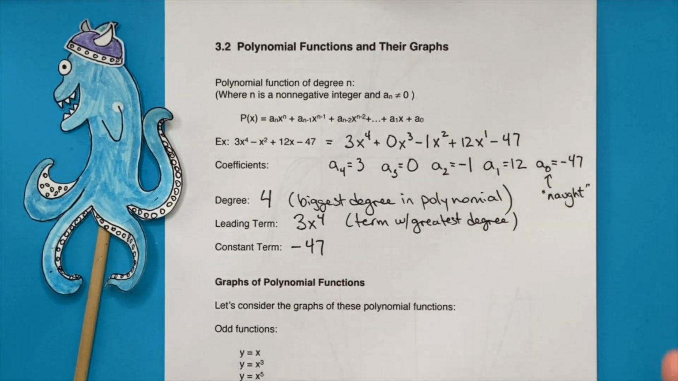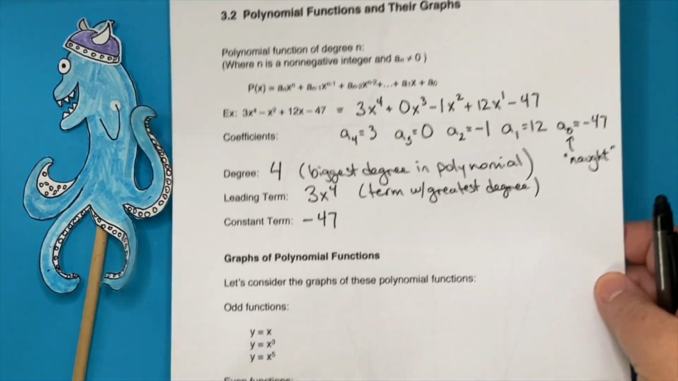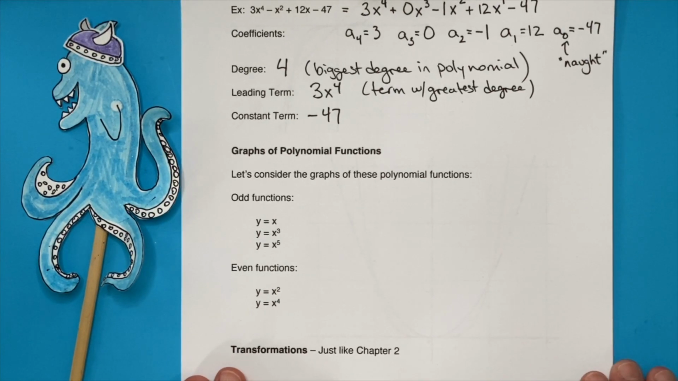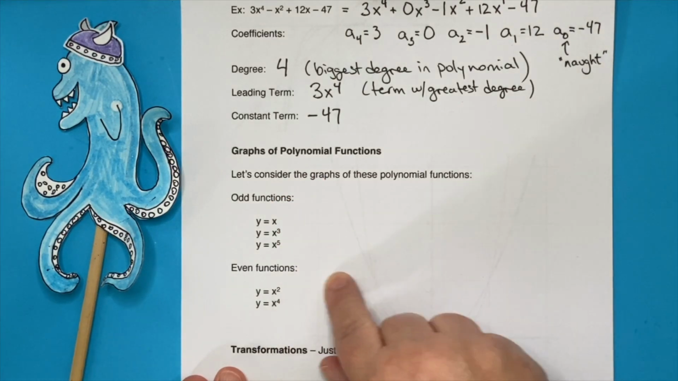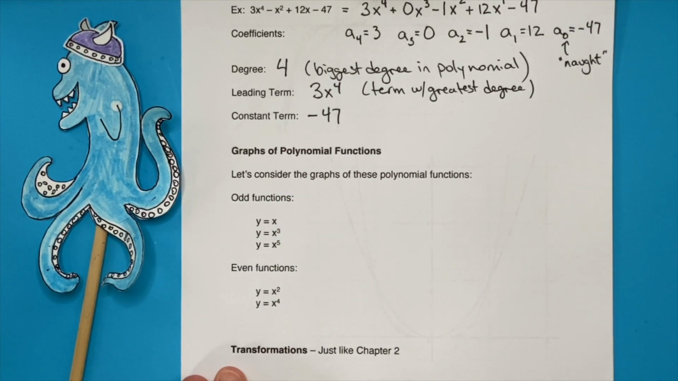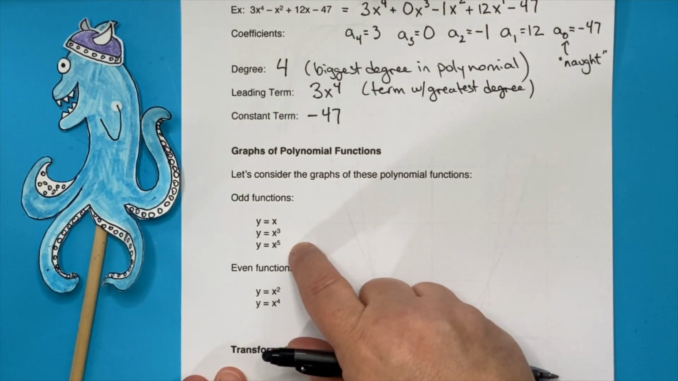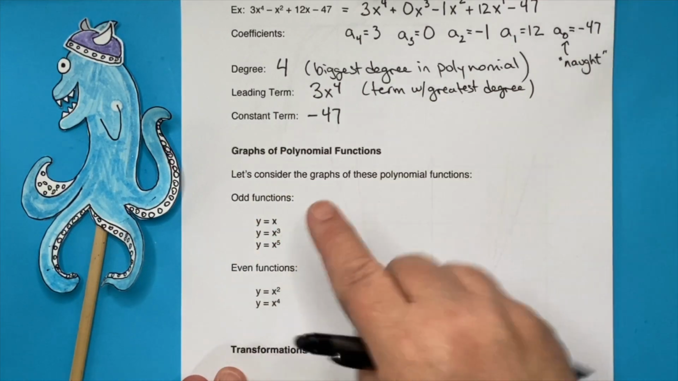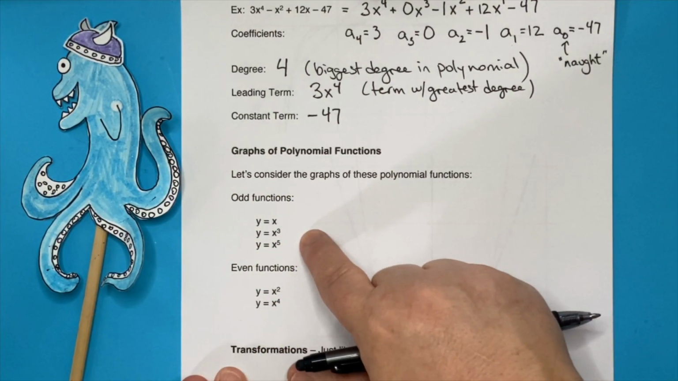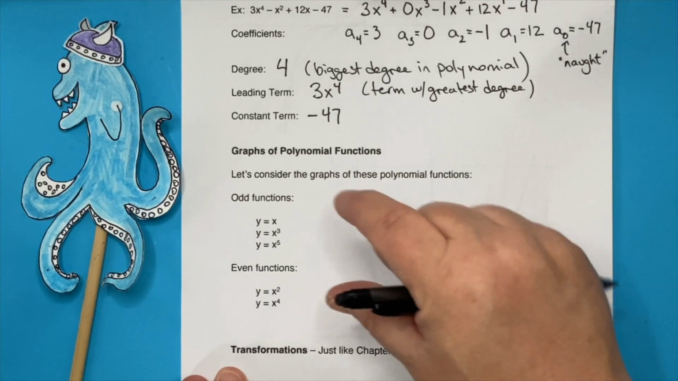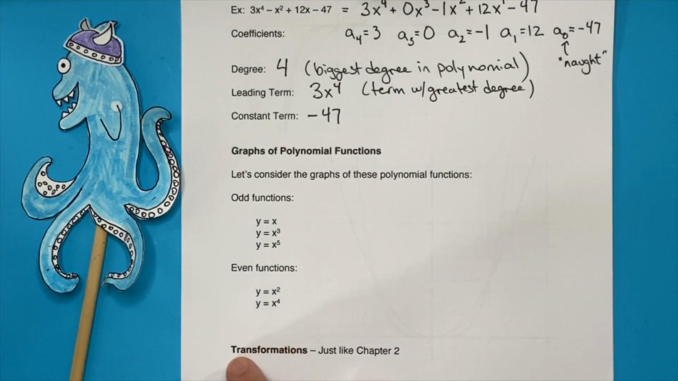So that's the basic introduction to polynomials. We're going to move on in this chapter and in the homework into something we've done before, which is setting up a basic library of the shapes of functions so that you could look at y equals x or y equals x cubed, y equals x to the fifth. These are all odd functions, or even functions like y equals x squared, y equals x to the fourth. And once you have an idea of what these graphs look like, then we're going to use transformations just like back in the last chapter.